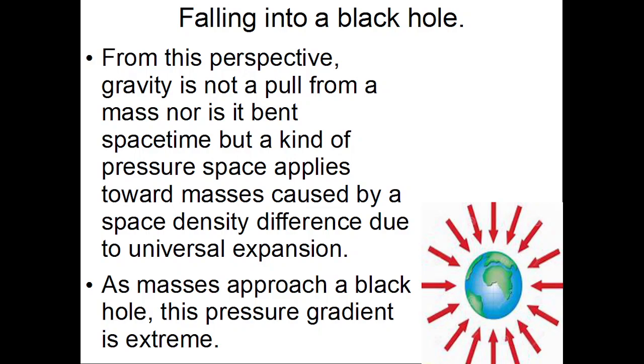From this perspective, gravity is not a pull that comes out of mass, nor is it bent spacetime caused by mass, but more like a kind of pressure space applies toward all masses wherever there's a space density difference. This space density difference being caused by universal expansion. I never heard an explanation as to how universal expansion affects gravity if gravity is bent spacetime. In the case of a black hole, for an object approaching the black hole, the pressure gradient is extreme.